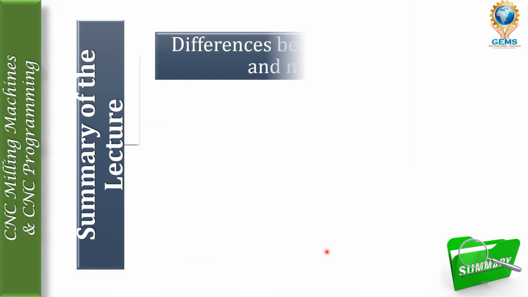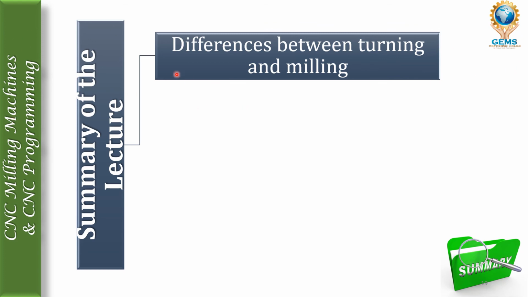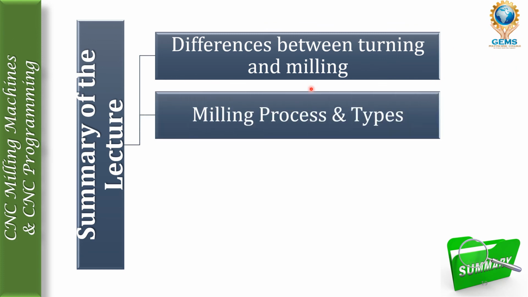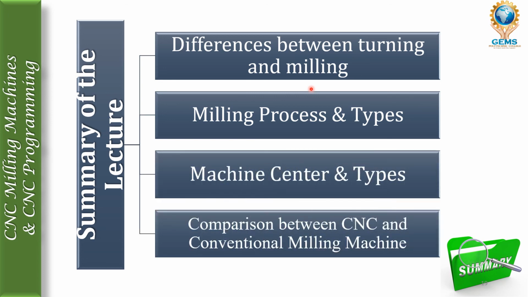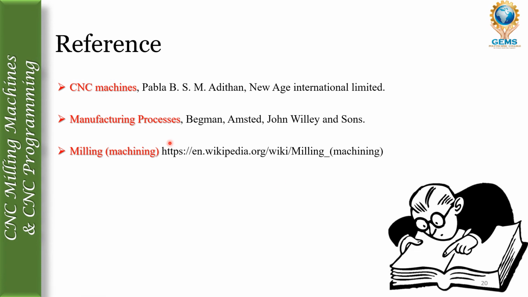Coming back to the summary of the lecture. In this lecture we saw the difference between turning and milling, then the milling process and types, then the machining center and types. Last, we saw the comparison between CNC and conventional milling machine. This is the reference which I used for this lecture.